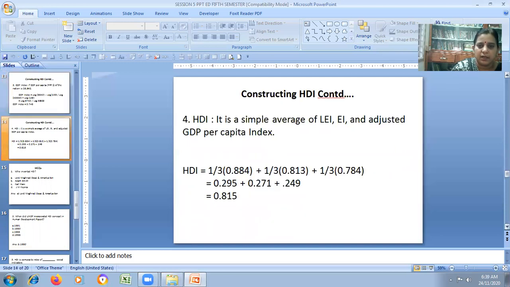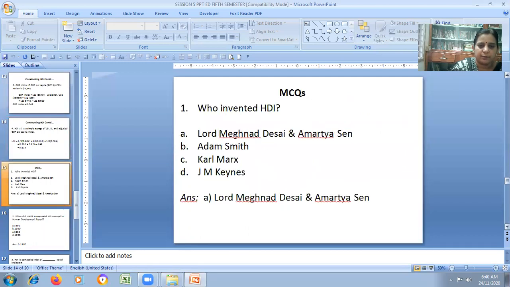The fourth calculation will be that of Human Development Index. Human Development Index is a simple average of life expectancy index, education index, and adjusted GDP per capita index. Therefore, the value of HDI will be 0.815.